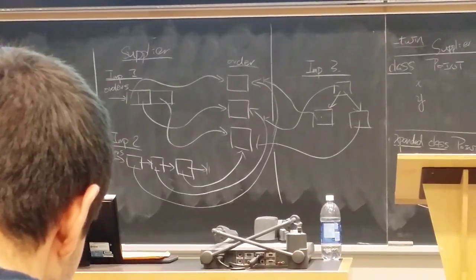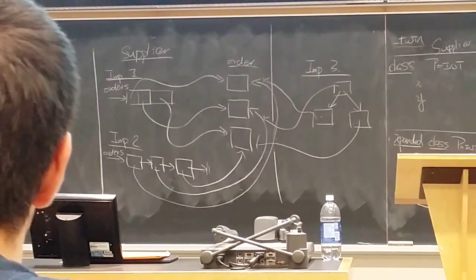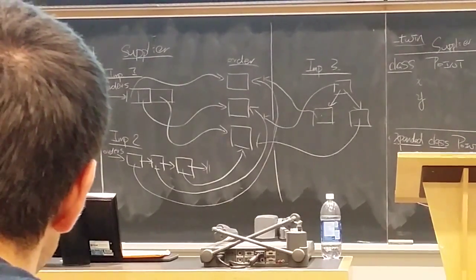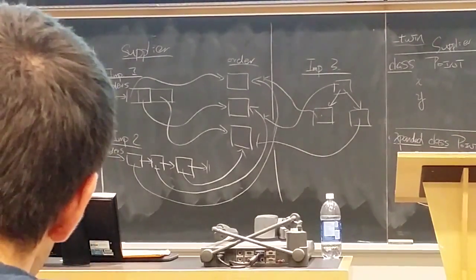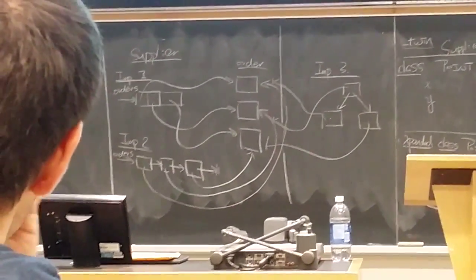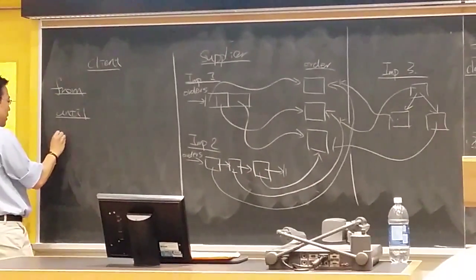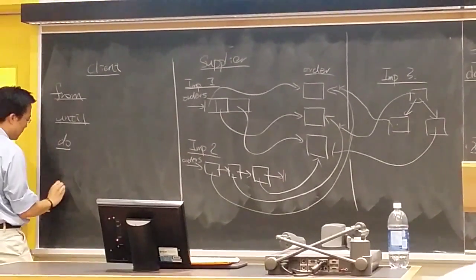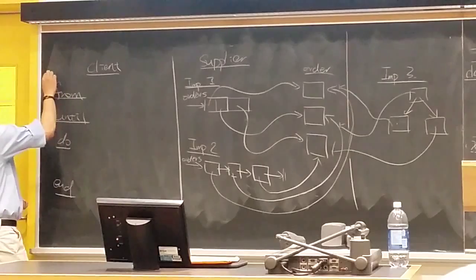Okay? So now, from the client's point of view, as far as they're concerned, they want to have just some kind of loop, from until here. For example, they have the checkout feature here.